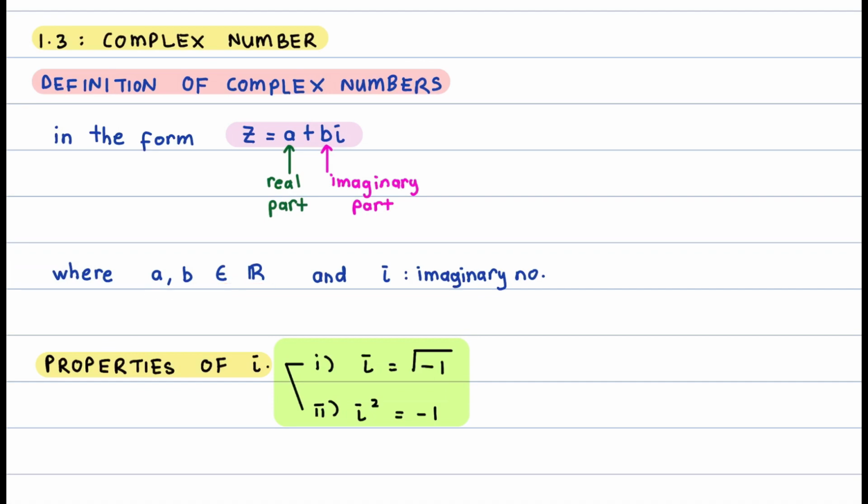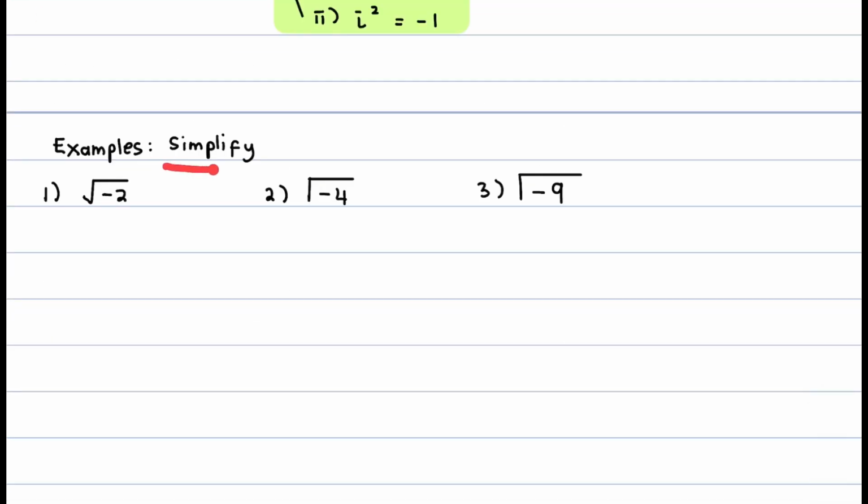Okay, now if you recall the properties of i, I've mentioned before, i is equivalent to square root of -1 and i squared is equivalent to -1. Let's look at a few examples on the properties of i. If they ask you to simplify these three things, okay, the first one, let's look at this.